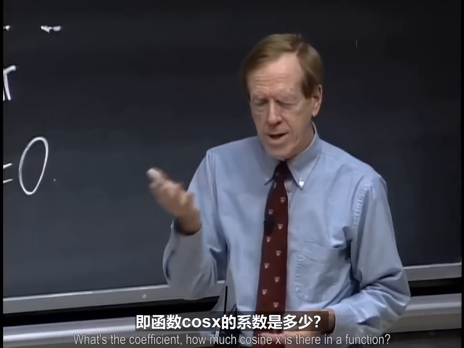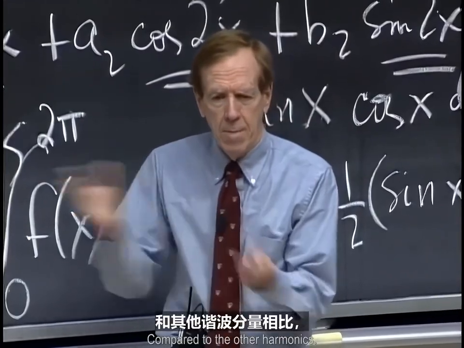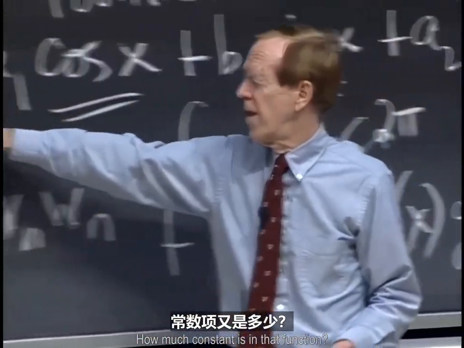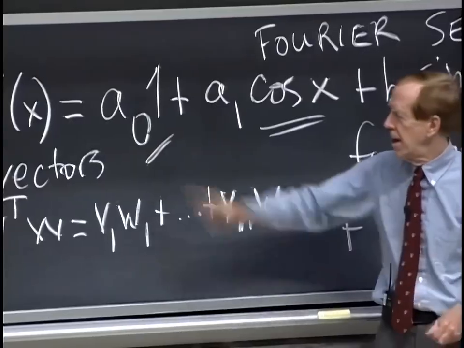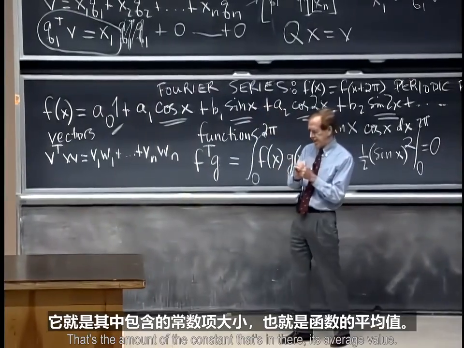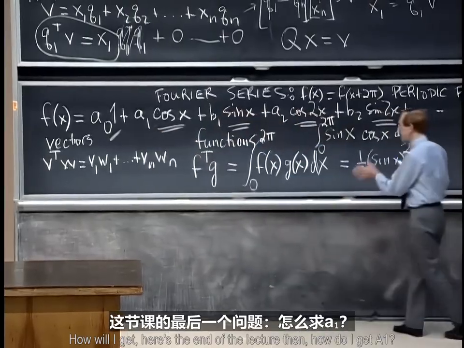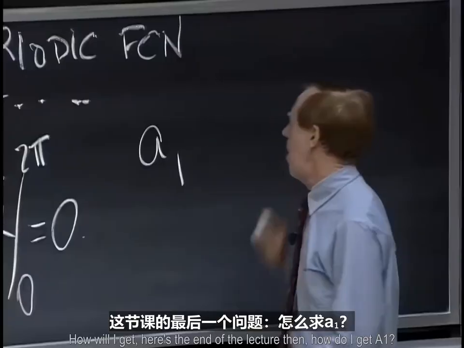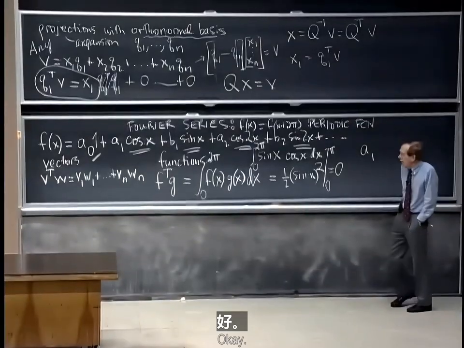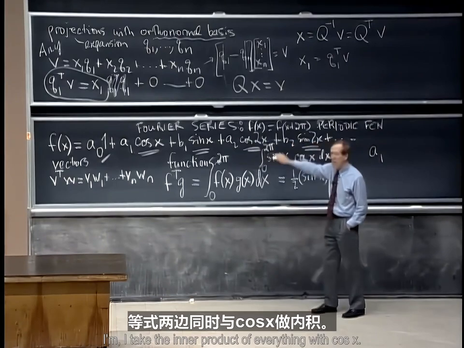And so the end of my lecture is, okay, what is A1? What's the coefficient? How much cosine x is there in a function compared to the other harmonics? How much constant is in that function? That would be an easy question. The answer, A0, will come out to be the average value of f. That's the amount of the constant that's in there, its average value. But let's take A1 as more typical. Here's the end of the lecture then, how do I get A1? The first Fourier coefficient.